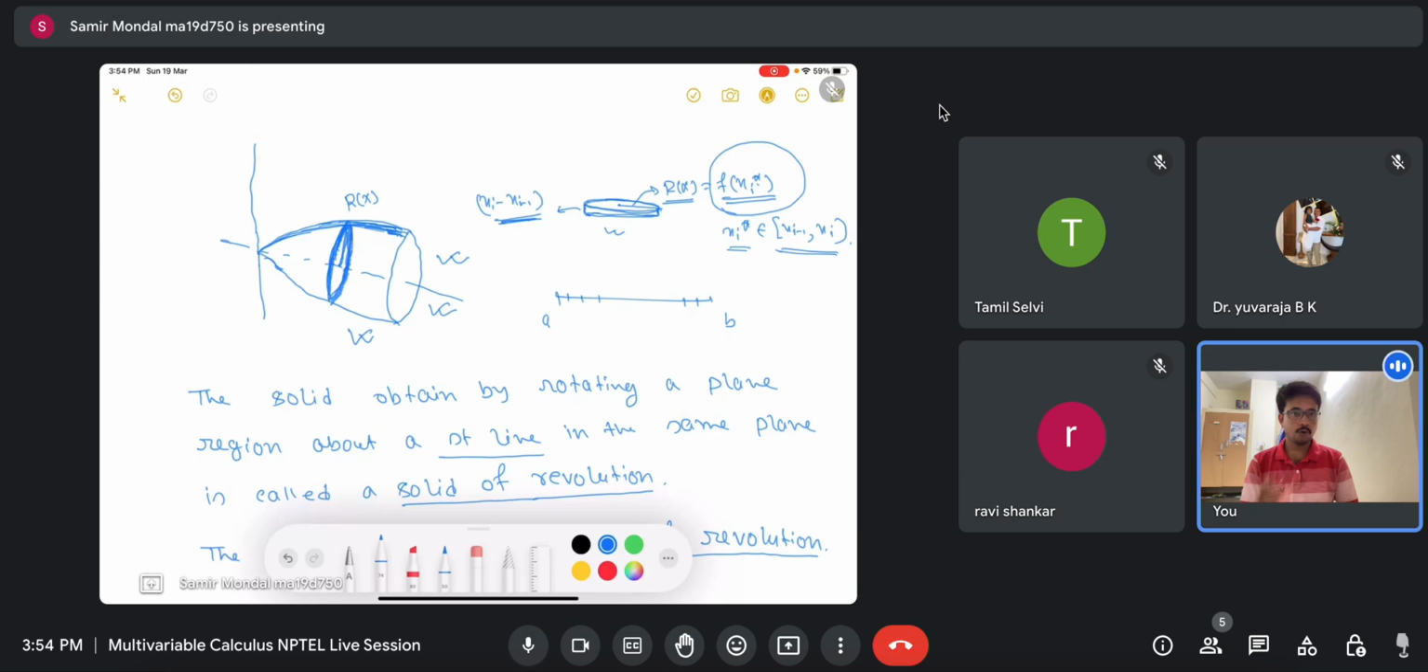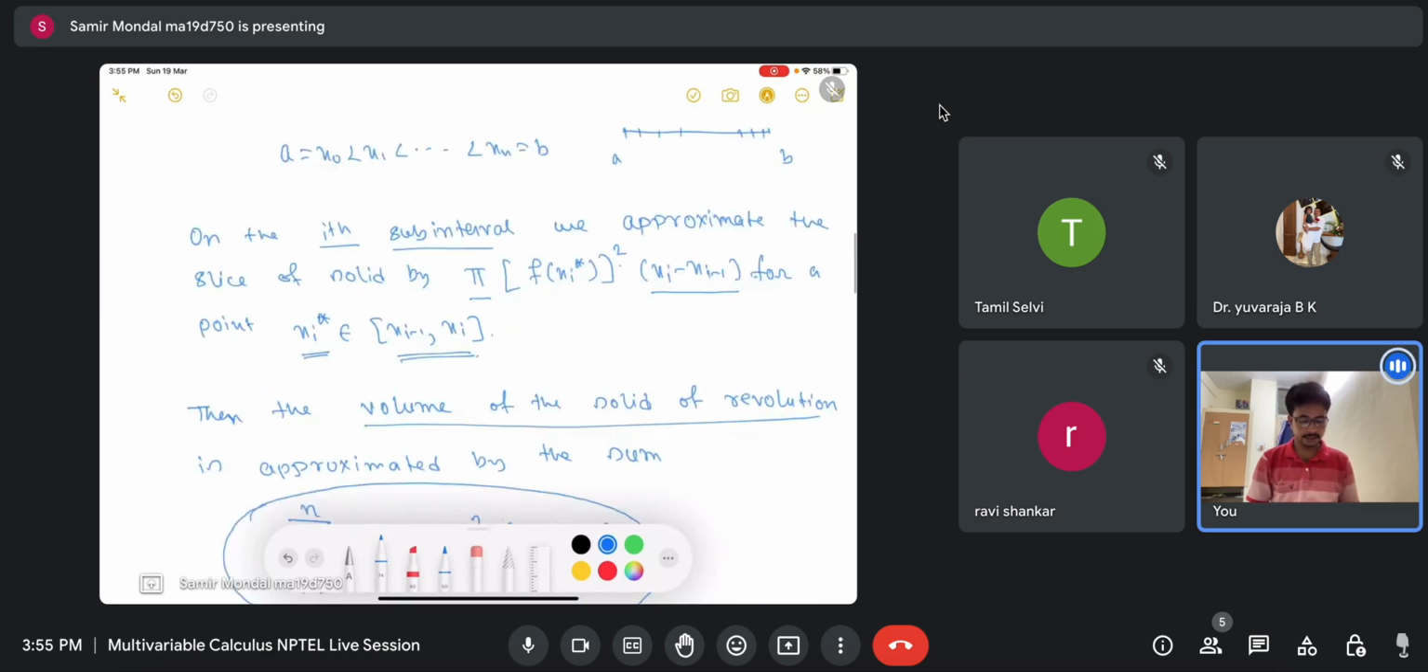At first we take a small slice from the solid. The small slice looks like a cylinder, and its radius is this height, f(x). We take x_i* in the ith sub-interval, so this is the radius of that slice. We know the volume of a cylinder is π r² h, where the radius is f(x_i*) for the ith interval and the height is the length of that interval. This is the volume of the slice.